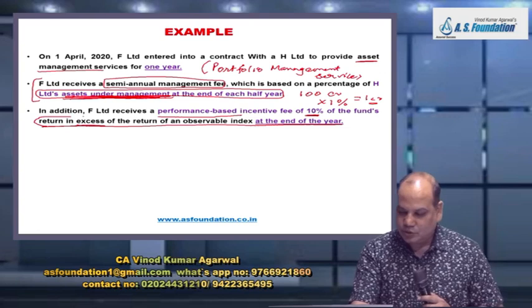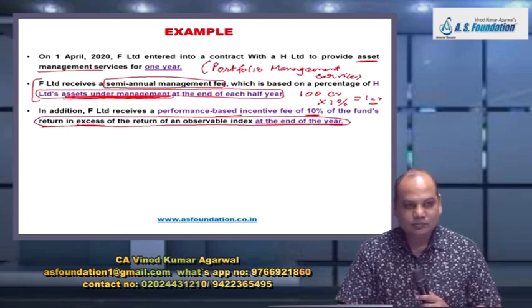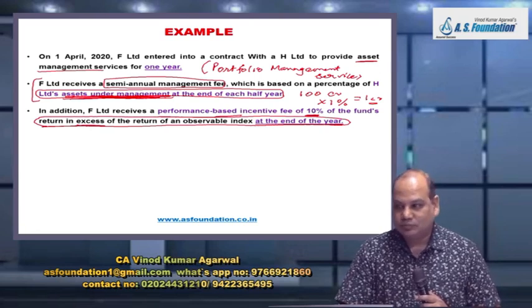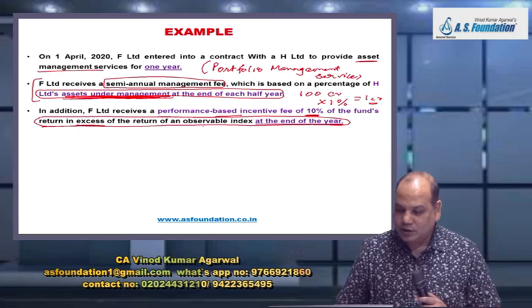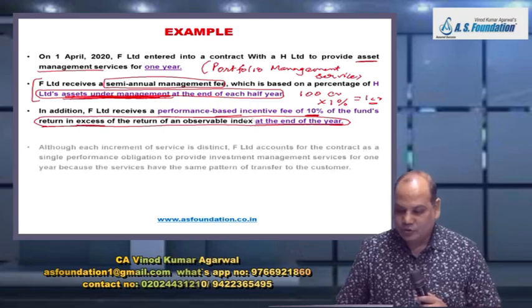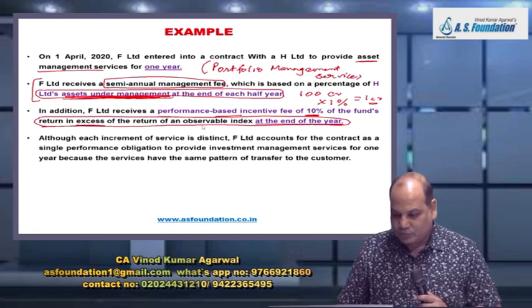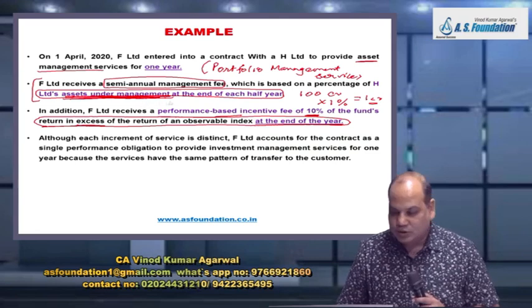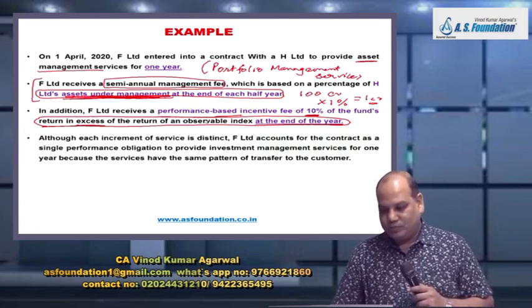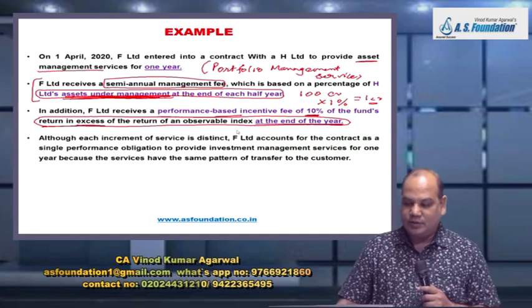Now this revenue is variable, correct? And plus it is uncertain also. Variable and the degree of uncertainty is high. You are dealing with the market, stock market. Although such increment of service is distinct, that means you can say there are two distinct services. One is managing your asset and one is ensuring that your performance is above an index.